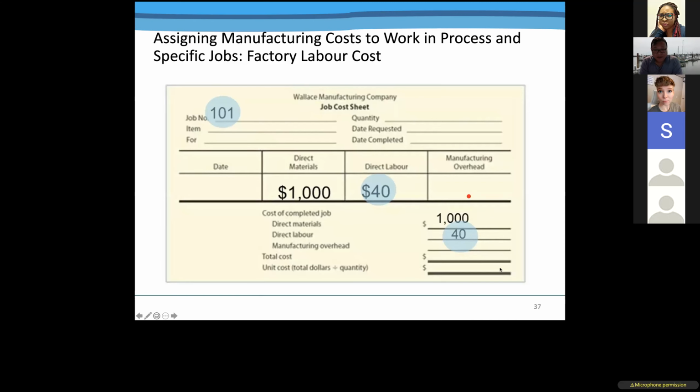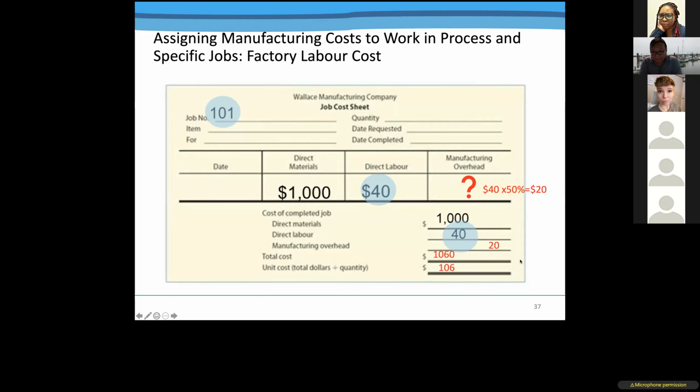Now you tell me, using that example, if the labor cost is 40, what should the manufacturing overhead be? 20. How did you do it? $40 is your direct labor cost, and then we figured out that the predetermined rate is 50%. That's the $20. Did you see why you apply the manufacturing overhead when the job is completed? Because you want to know what your direct labor is in total.